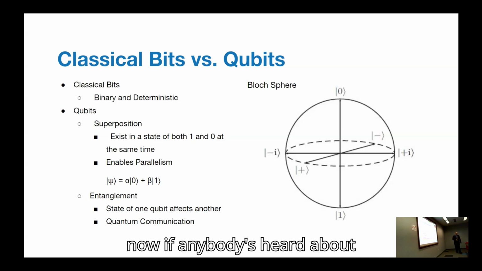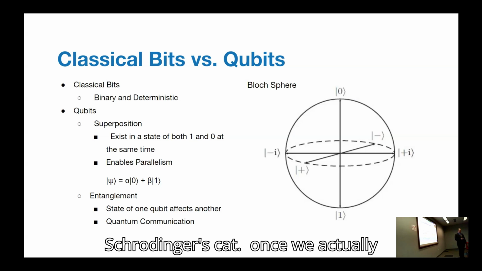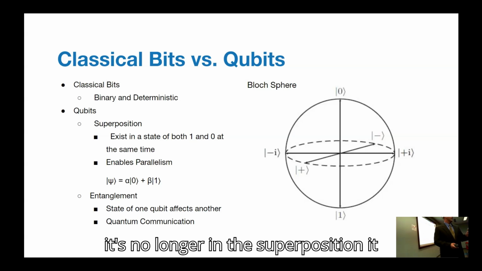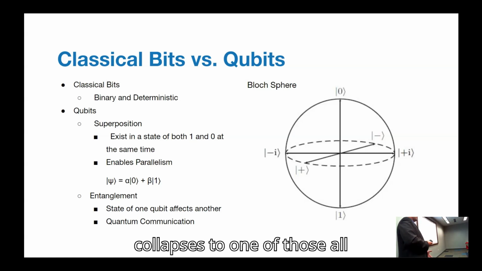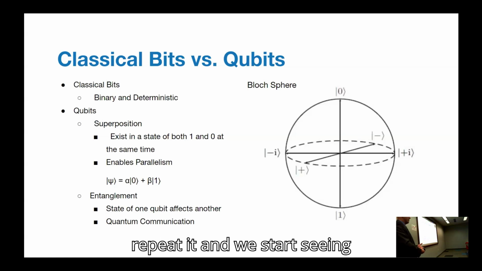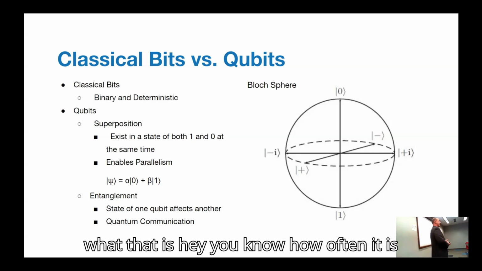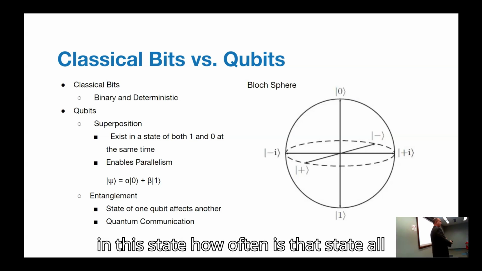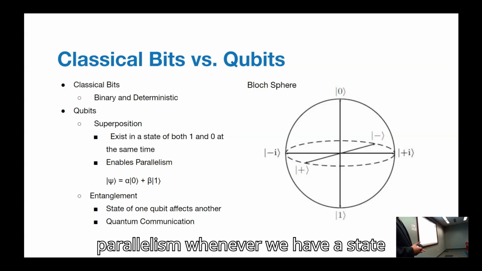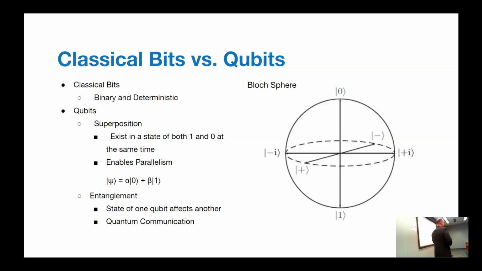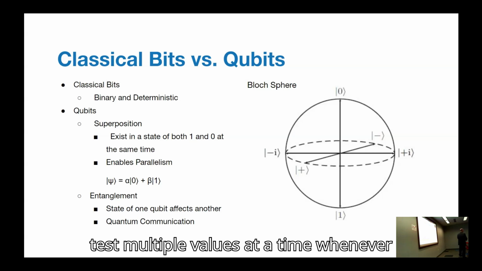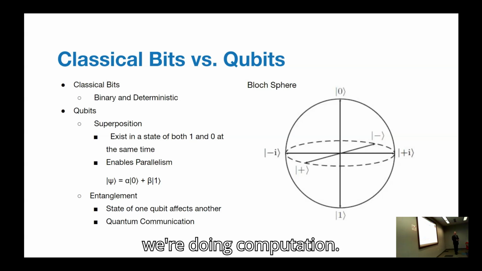Now, if anybody's heard about Schrodinger's cat, once we actually observe this, once we make a measurement, it's no longer a superposition. It collapses to one of those. How do we determine the probability of the state that it's in? We repeat it and start seeing how often it is in this state, and how often in that state. This enables our parallelism. Whenever we have a state in superposition between 0 and 1, we're able to test multiple values at a time whenever we're doing computation.